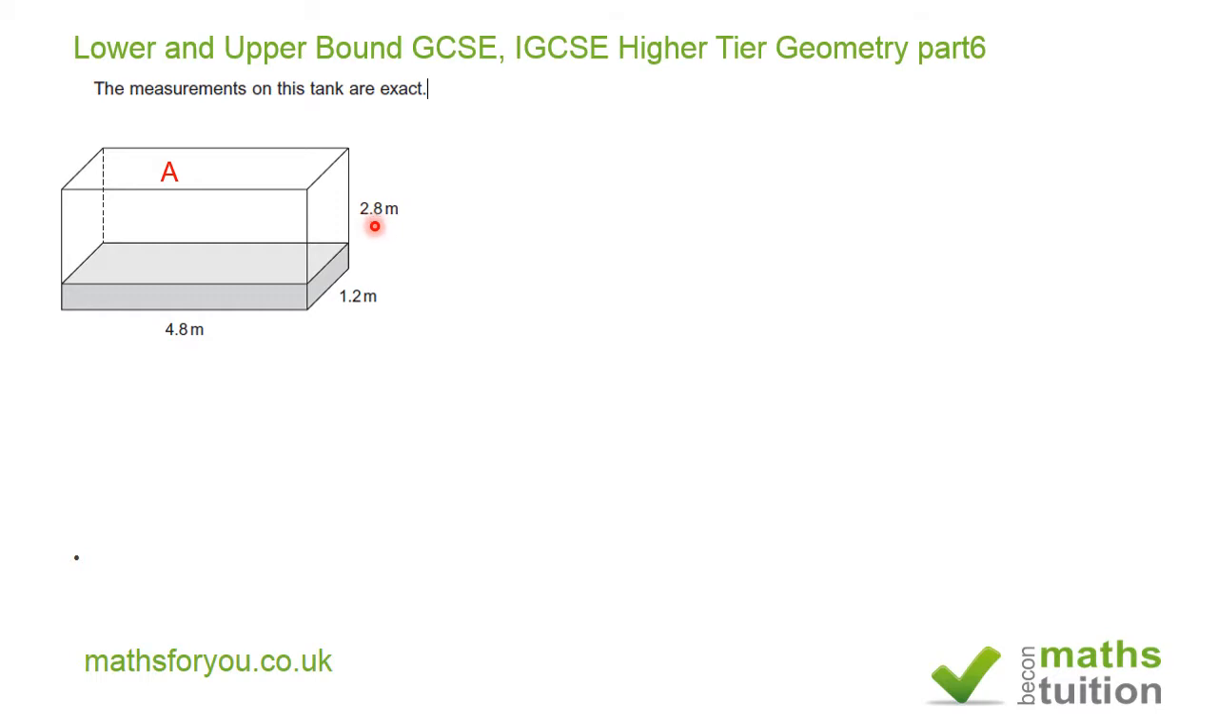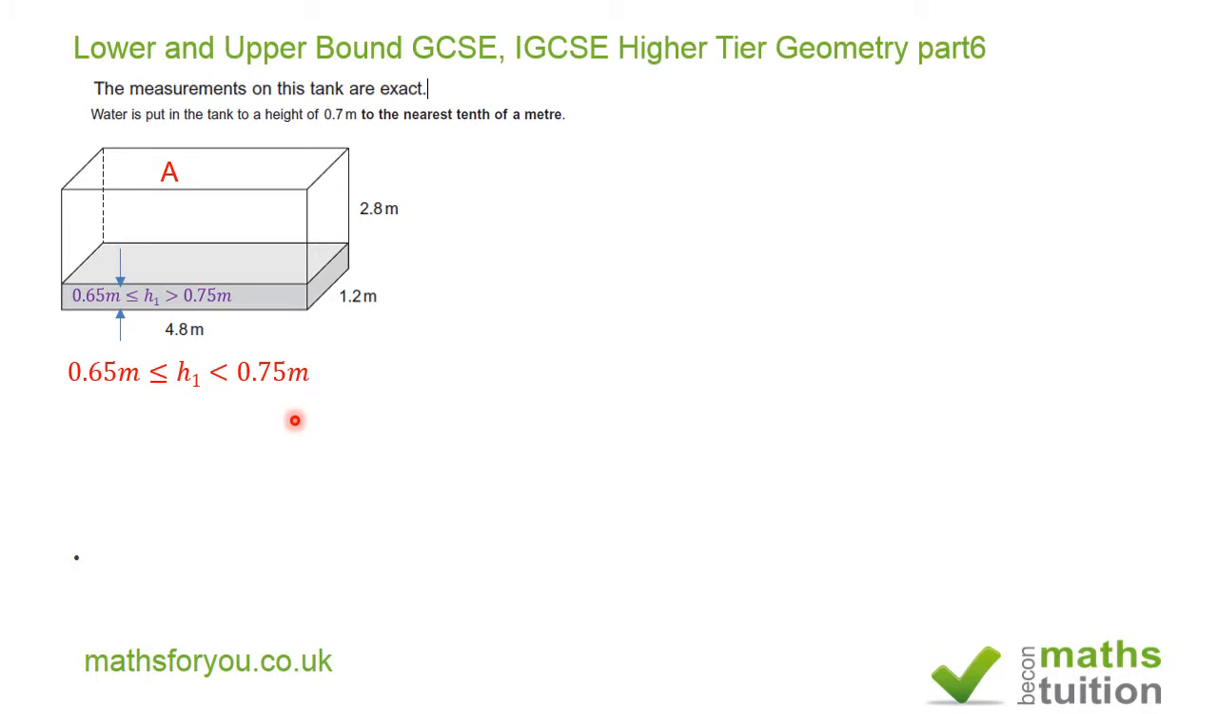It's not an approximation. But the height is. It says water is put in the tank to a height of 0.7 meters to the nearest tenth of a meter. So this height here is an approximation. So h sub 1, the height of water in position A, is between 0.65 meters and 0.75 meters.